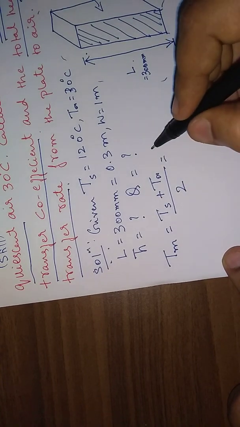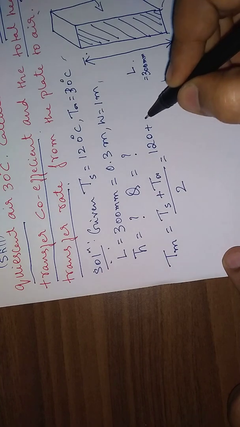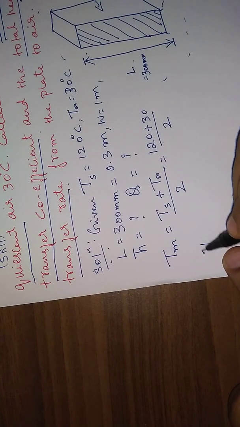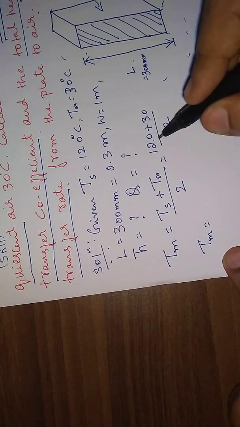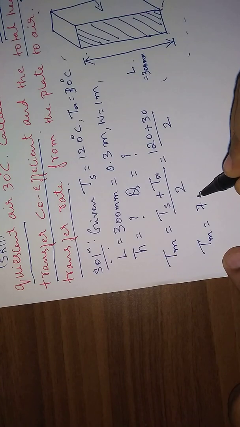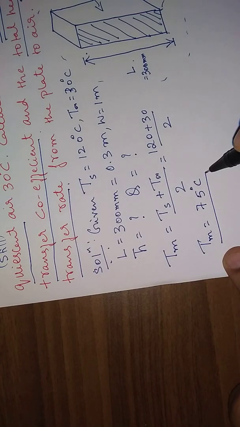Which is equal to how much? Which is 120 plus 30 divided by 2. So Tm is equal to how much? 120 plus 30 is 150. 150 divided by 2, which is 75 degree centigrade.